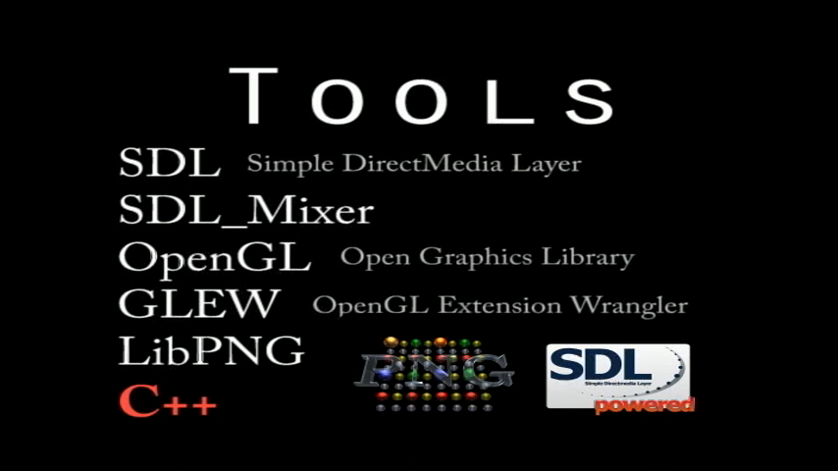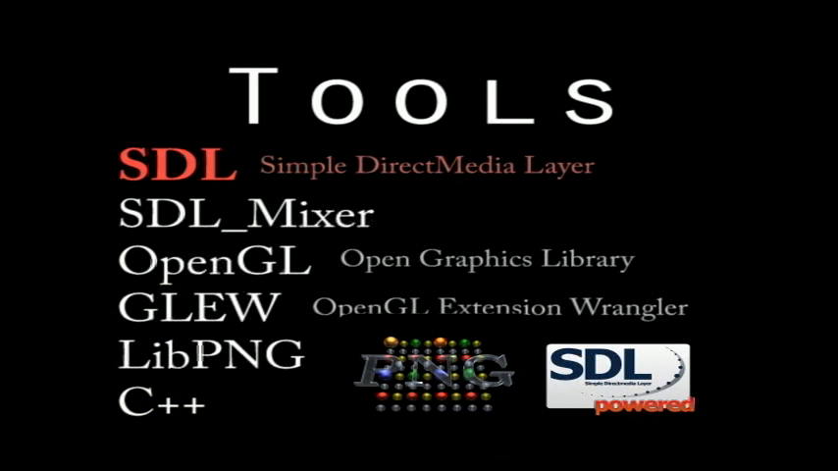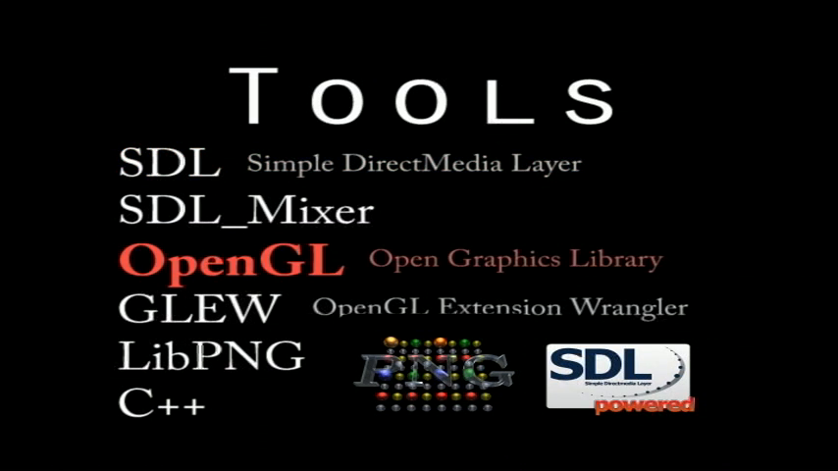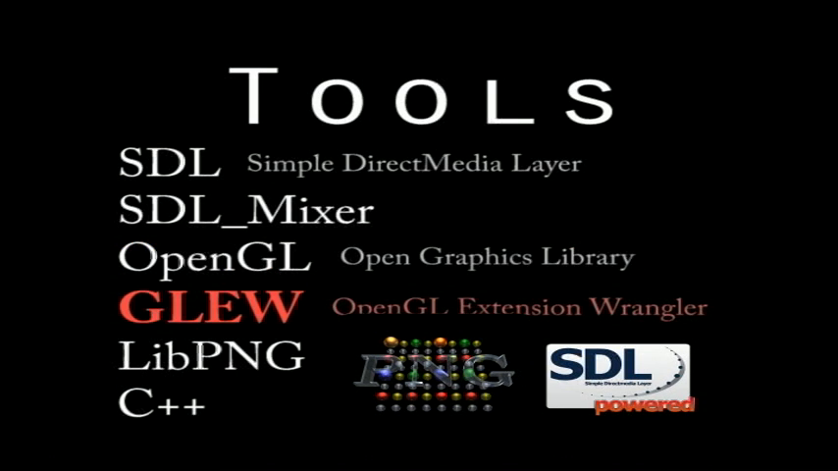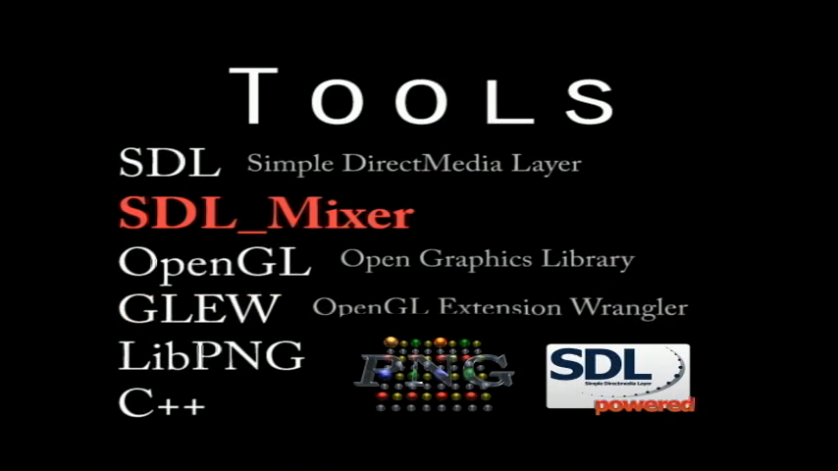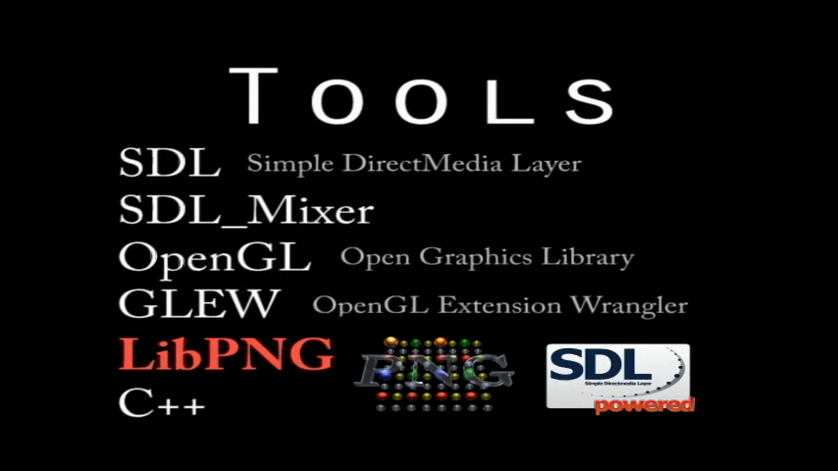Explorer was written in C++ with the help of a number of libraries. SDL provided a cross-platform layer for interacting with the operating system. OpenGL provided hardware-accelerated 3D rendering support. GLEW, the OpenGL Extension Wrangler, was used to gain easy access to extended OpenGL features. SDL Mixer allowed us to load and play multiple sound clips at once. libpng was used to load PNG image files.